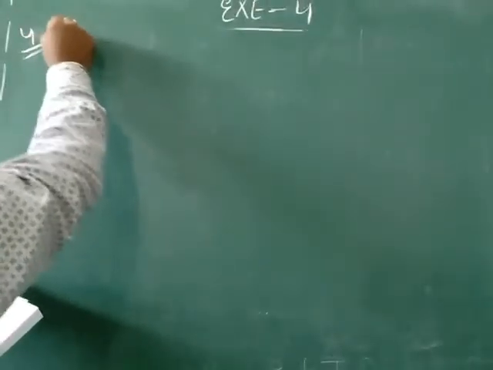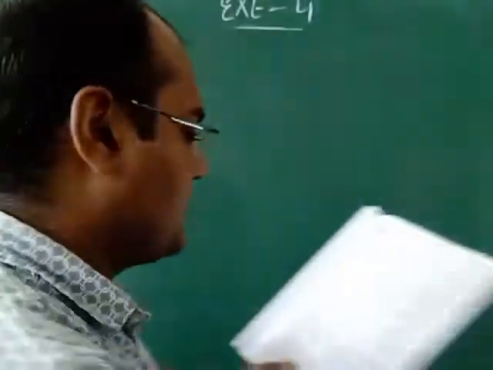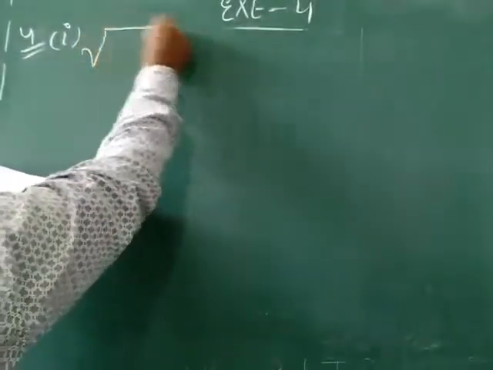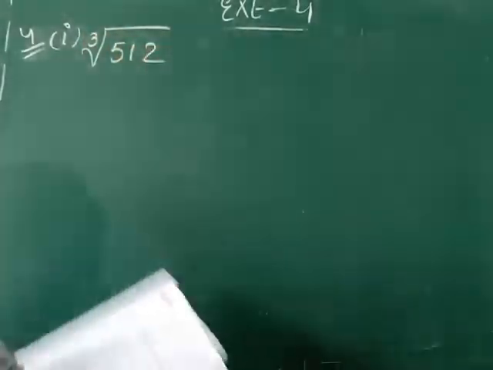First part. Find each of the following. Question is cube root of 512. So first of all what you have to do?